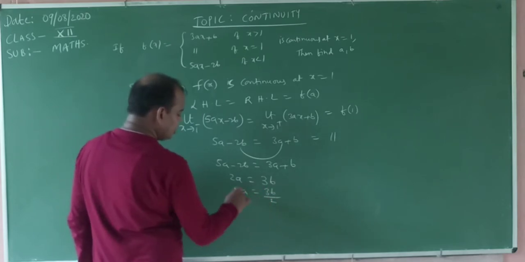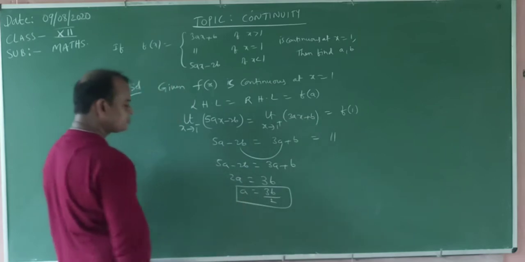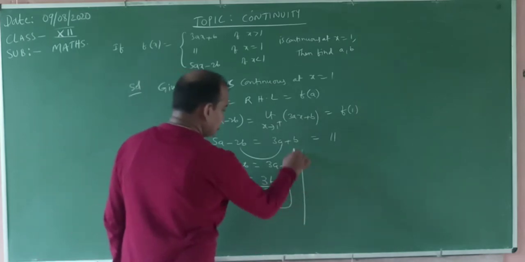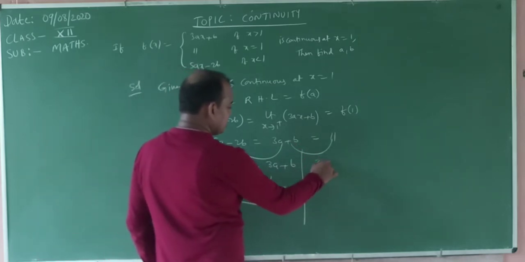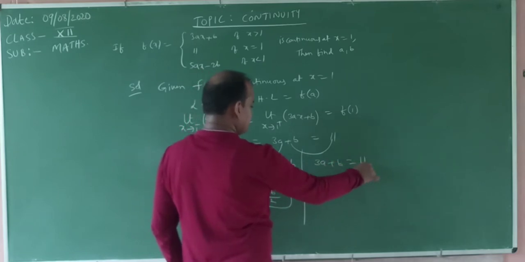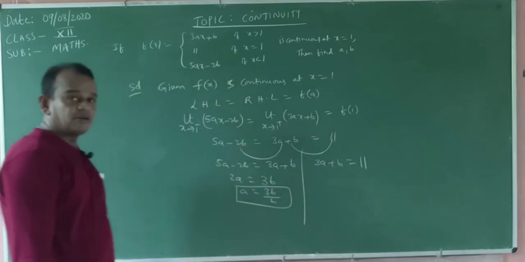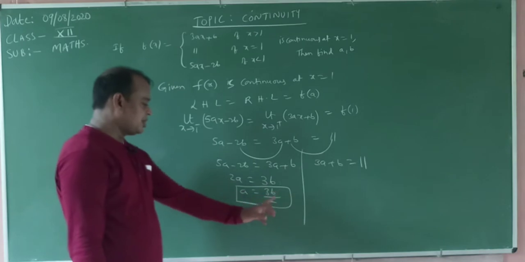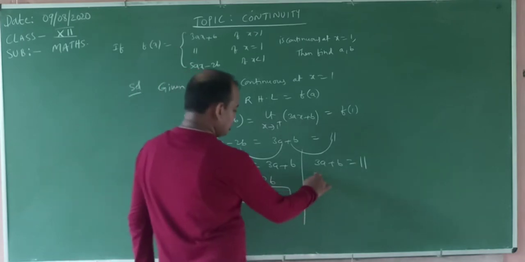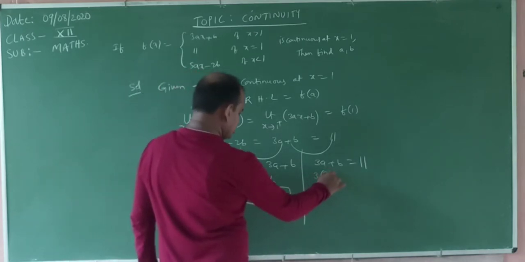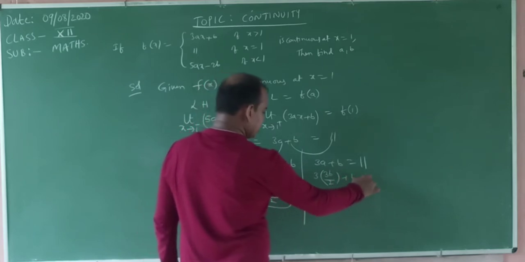Now we substitute this and take another relation. We can take these two equal: 3a plus b is equal to 11. But here a is equal to 3b by 2, so 3 into the a value, 3b by 2, plus b is equal to 11.